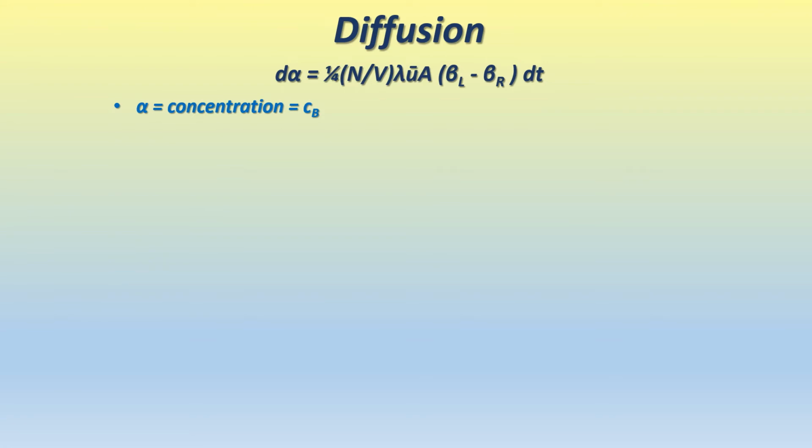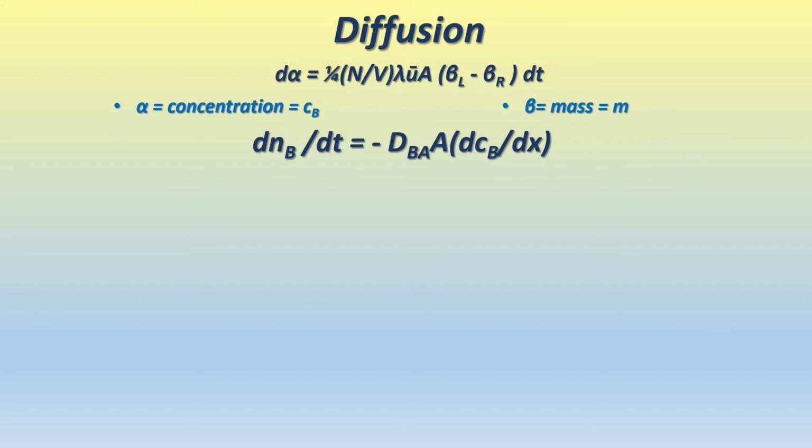Moving on, diffusion. In this case, alpha is your concentration, where we'll keep the same convention that B is the solute and A is the solvent. And beta is the mass of the solute B. So you get the flow of particles, dN_B/dt, is equal to some constant. That constant is called the diffusion constant, where D_BA is the diffusion of B through A.